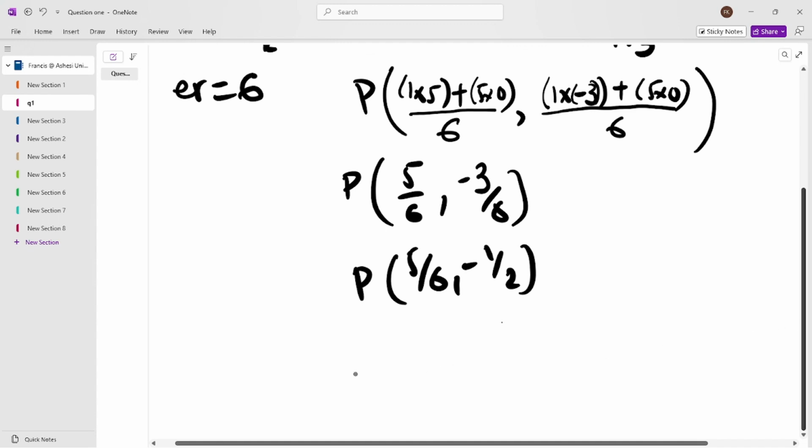I can't see the board. Okay, it's good. So the next one, we have our effective ratio to be 7.